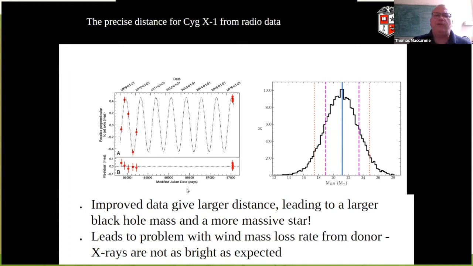And it also leads to a problem that the donor star now, being more massive than we thought it was, should also have a mass loss rate from its stellar winds that was higher than we thought. And that should then lead to the black hole capturing more wind than we thought it should capture. And that should make the X-ray source brighter than it actually is, right? And so this has led to a little bit of a conundrum that we're hoping that we can solve by understanding what the orbit does.